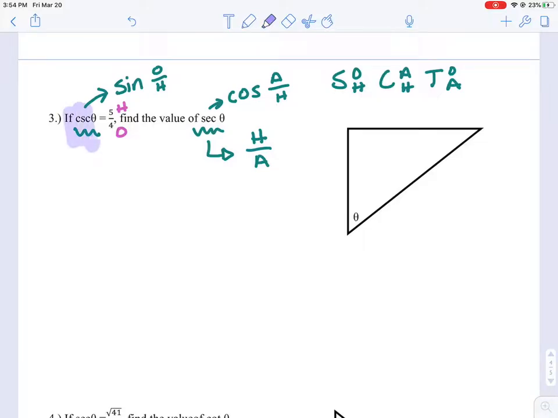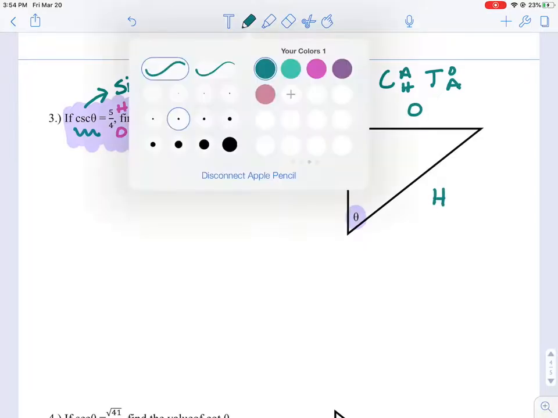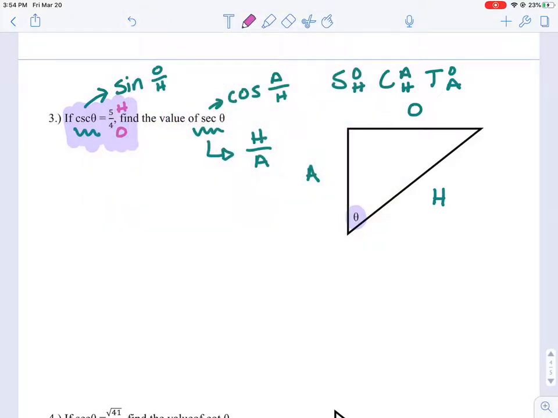Label what I can on my triangle from what they give me. Here's my angle. I know that this is my hypotenuse, this is my opposite, this is my adjacent. So let's label all the sides that they give me. My hypotenuse is 5, my opposite is 4. I need to find this adjacent side. So let's use the Pythagorean theorem. X squared plus 4 squared equals 5 squared.